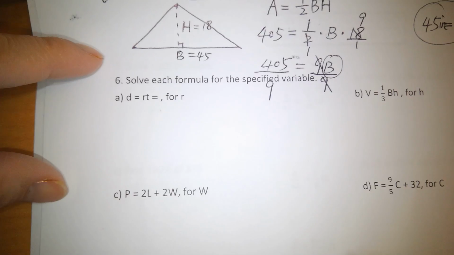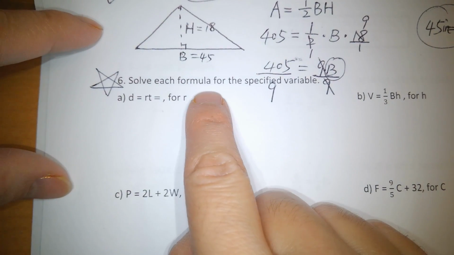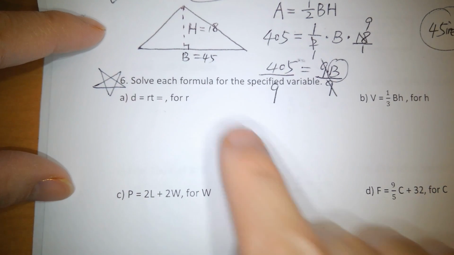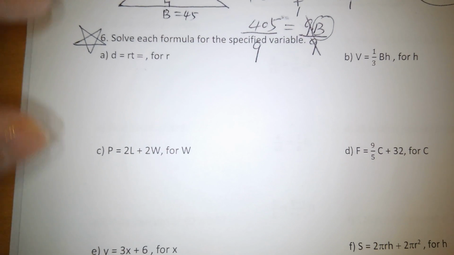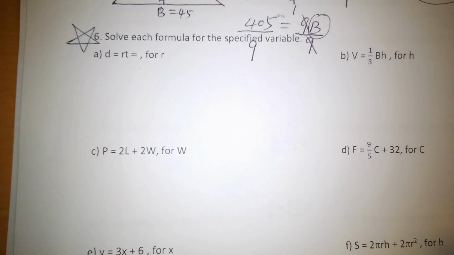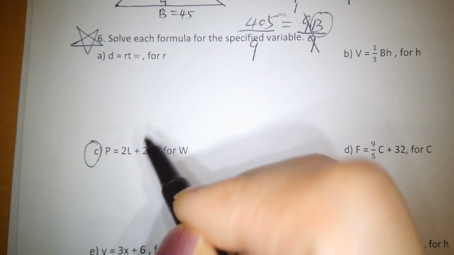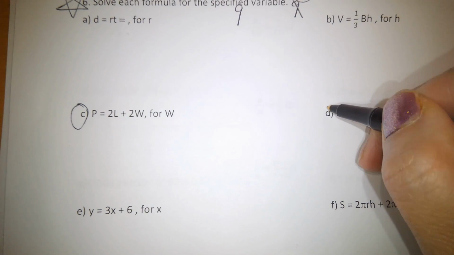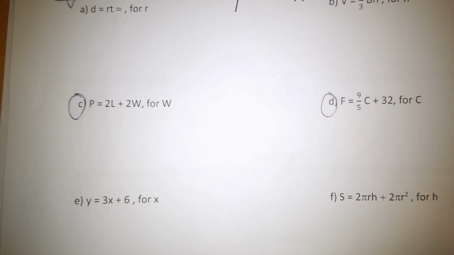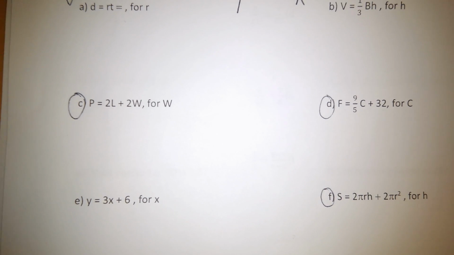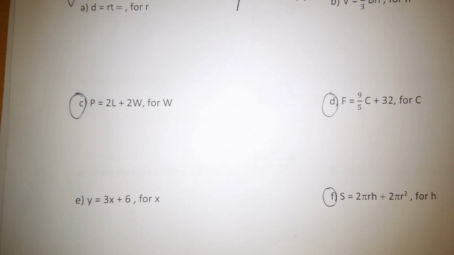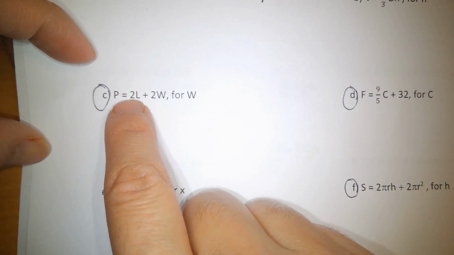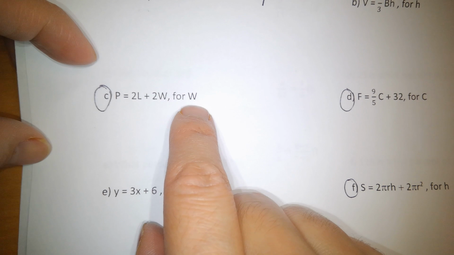Alright, the hard part from this section is to solve for a variable from a formula, okay? So we have these questions, okay? I'm going to pick up some questions and I want you to practice. Let's try question C, question D and question F together, okay, together. Then you practice the rest, okay. From this formula, P equals 2L plus 2W, solve for W.